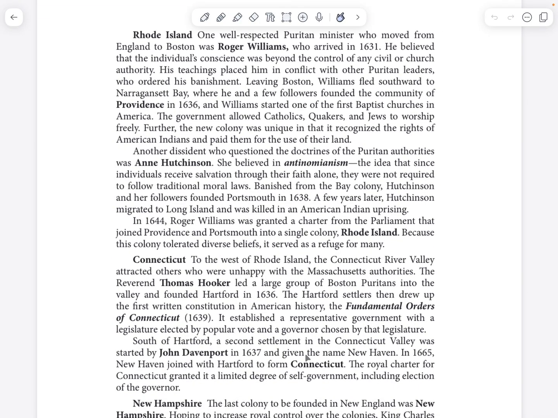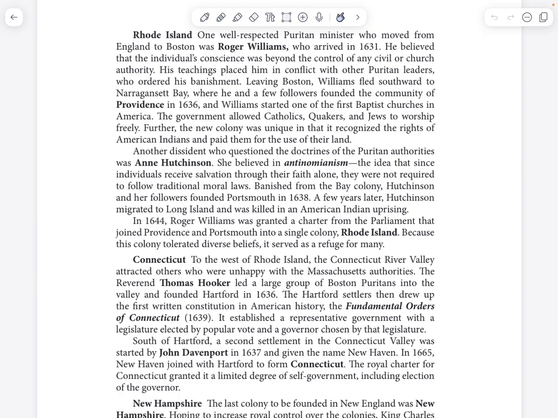Rhode Island. One well-respected Puritan minister who moved from England to Boston was Roger Williams, who arrived in 1631. He believed that individuals' conscience was beyond the control of any civil or church authority. His teachings placed him in conflict with other Puritan leaders, who ordered his banishment. Leaving Boston, Williams fled southward to Narragansett Bay, where he and a few followers founded the community of Providence in 1636, and Williams started one of the first Baptist churches in America.